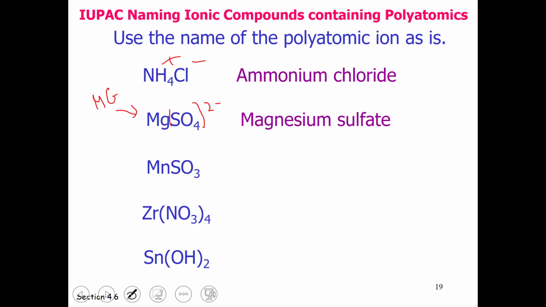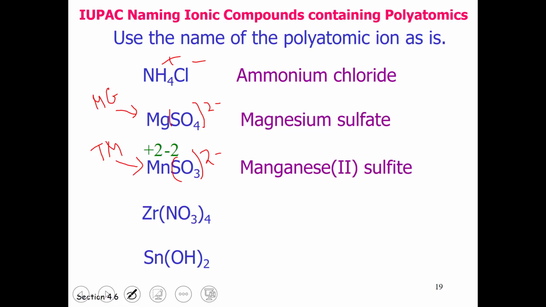If you see SO3, hopefully you look at that and say, hey, didn't I just see an SO3 2- as a polyatomic ion? Yes. And manganese is a transition metal. So I am going to need Roman numerals for this. And of course, if the SO3 is 2-, then the manganese must be 2+. So this is manganese 2, and this would have an "ite" ending, so it is sulfite.